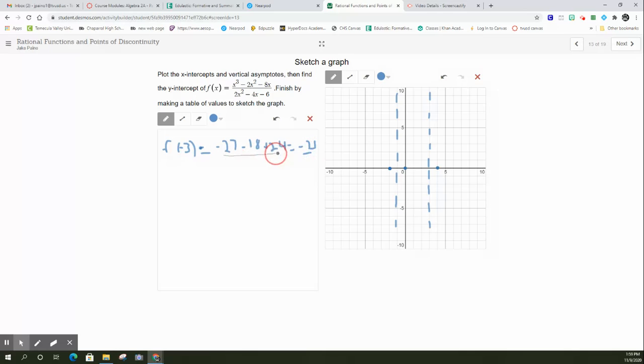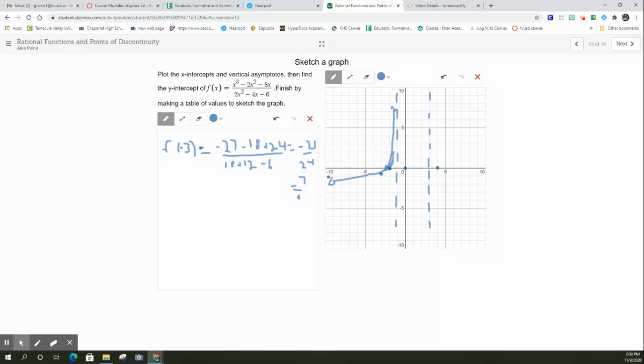And on bottom, -3 squared is 9, so that's 18 plus 12 minus 6. That's going to be 24. So that's -7/8. All right, so that's there. So this graph is going to be coming this direction. Like I hit that a little bit better.